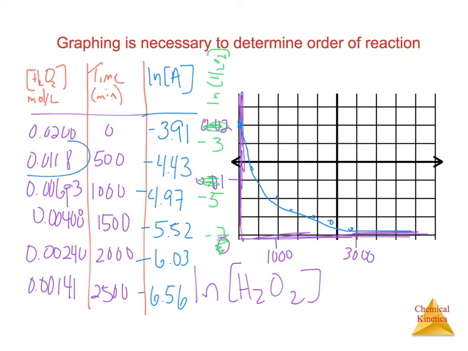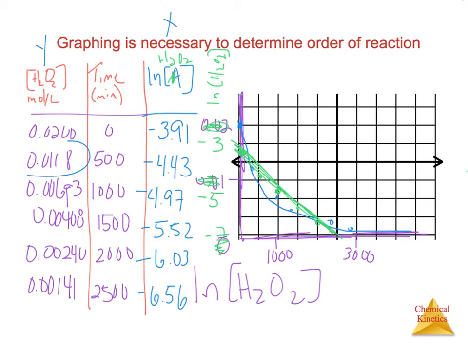Okay, so I have calculated the natural log of H2O2 for each of these numbers. The natural log of 0.02 is negative 3.91. The natural log of 0.0118 is minus 4.43, and we will practice doing that in class. Now I'm going to use my graphing calculator to graph this as the y-axis and this as the x-axis. And we'll practice plugging this in our graphing calculator in class. You don't need to do that right now.